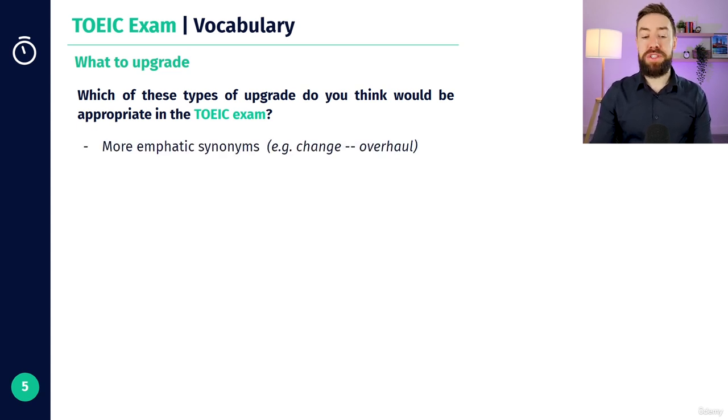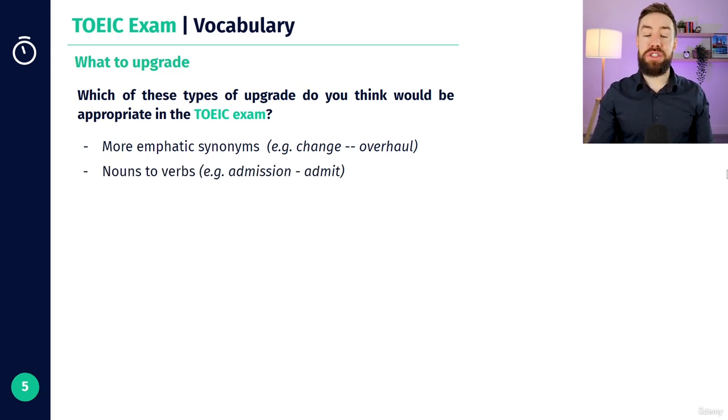So, first one, using more emphatic synonyms. Remember, synonyms means words with the same meaning. Big and large, for example. Emphatic means they give it more feeling. Okay? So, for example, change or overhaul. Change could be a big or a small change. Overhaul gives the feeling of a total change, changing everything.